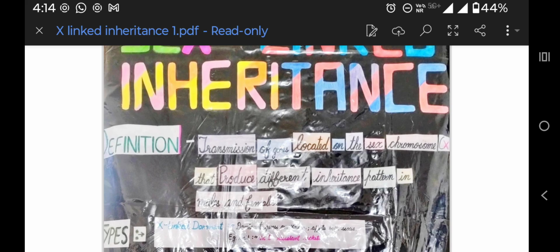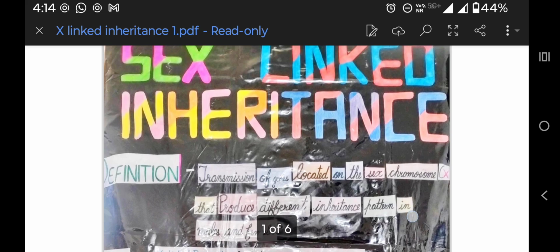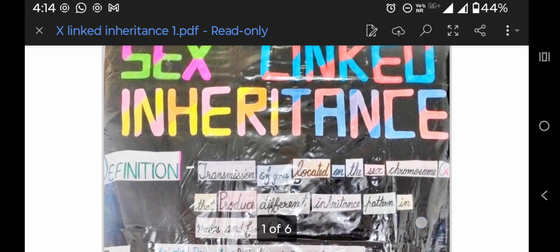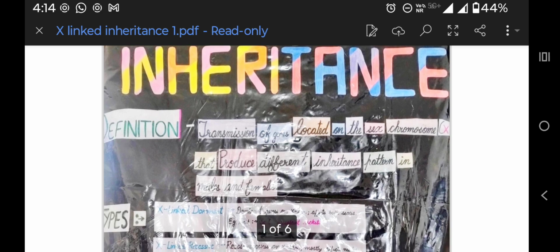If there is a transmission of genes from the X chromosome to the next generation, that is X-linked inheritance. Or if there is transmission of genes from the Y chromosome to the next generation, then it is Y-linked inheritance. So transmission of genes that are located on the sex chromosomes, either on X or Y, can produce different inheritance patterns in the male as well as in the female. That is named sex-linked inheritance. Sex-linked inheritance means these characters can be transmitted through the sex chromosomes.